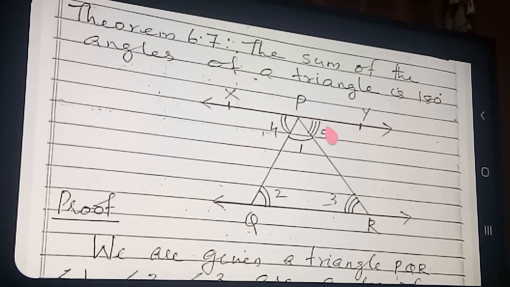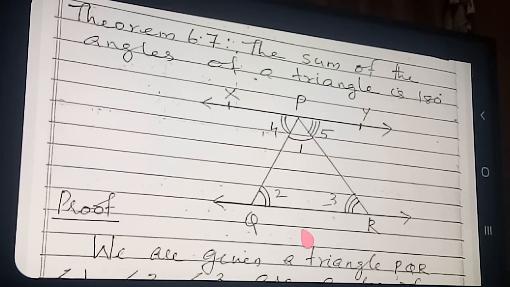XPY, we drew through this point P. So which base have you taken? The base you have taken is QR. So what is its opposite vertex? P. So you draw a line through this point P. Is it clear? And how is it drawn? It should be parallel to QR. Drawing anywhere is not possible. The line XPY which you draw should be parallel to QR. Okay, parallel to QR.